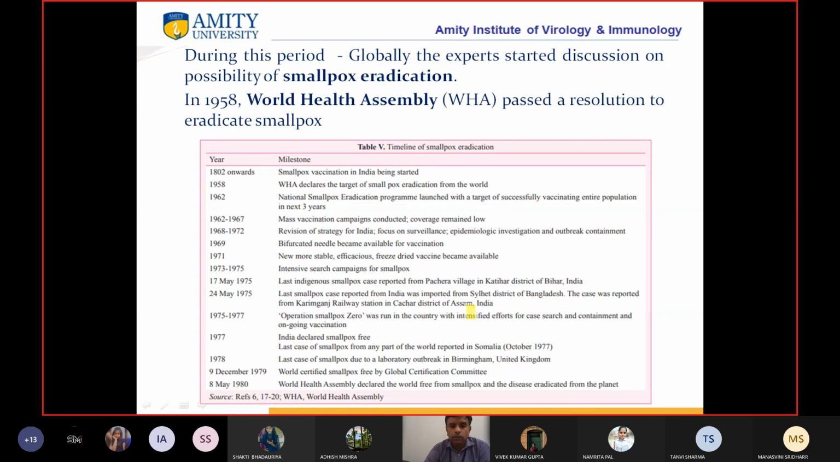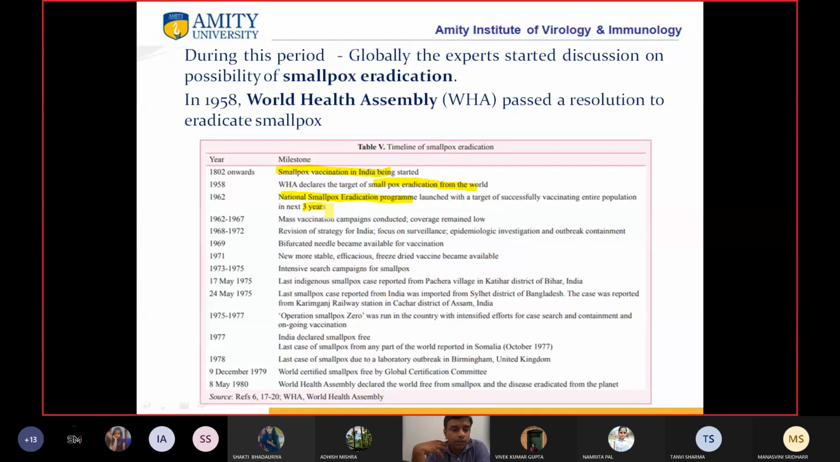Okay, so we have already discussed these points, like smallpox vaccination in India, and in 1958 it was declared that smallpox should be eradicated from the world. In 1962, the National Smallpox Eradication Program was launched with the target of successfully vaccinating the entire population in the next 3 years, right? So the target was that the whole of the Indian population has to be vaccinated in the next 3 years.